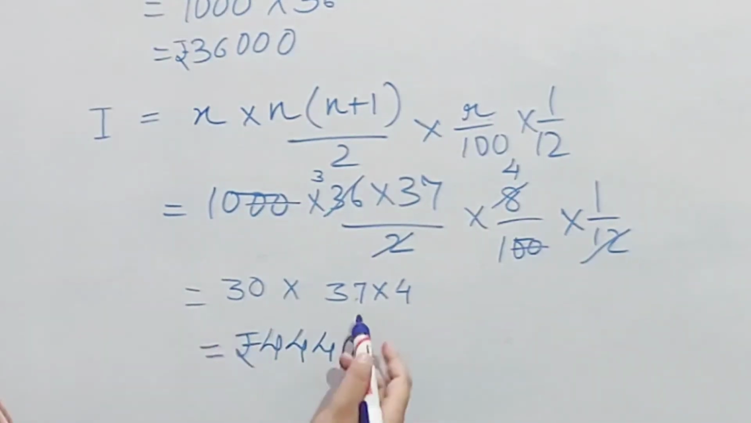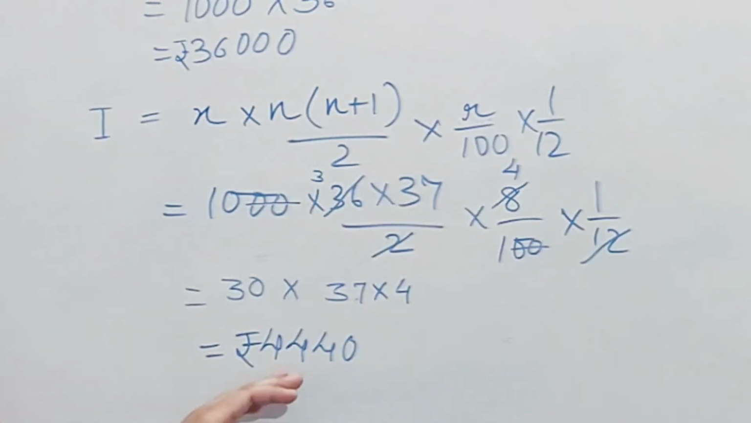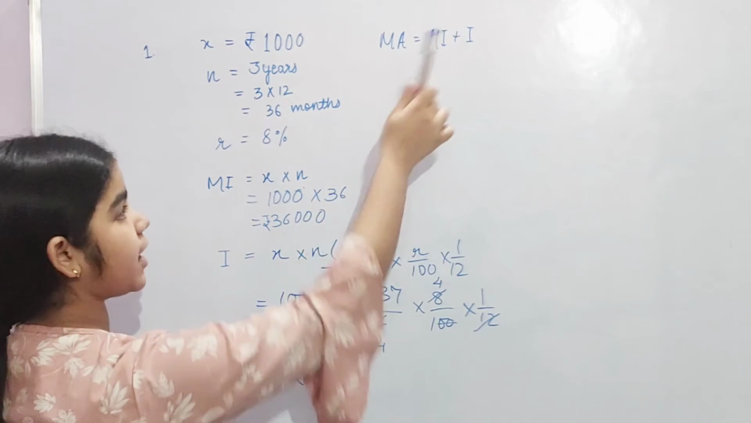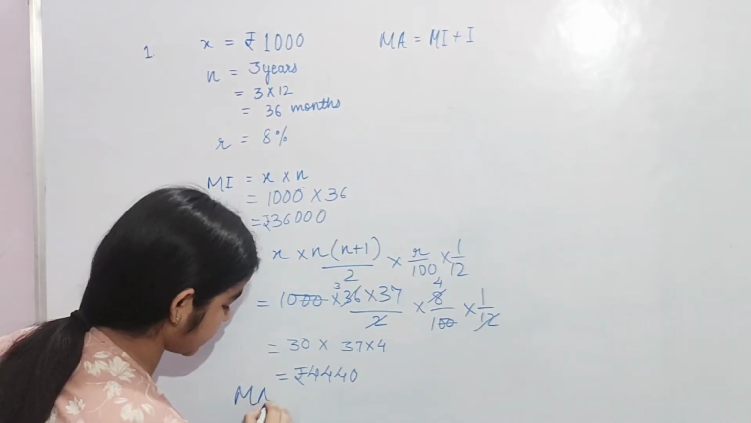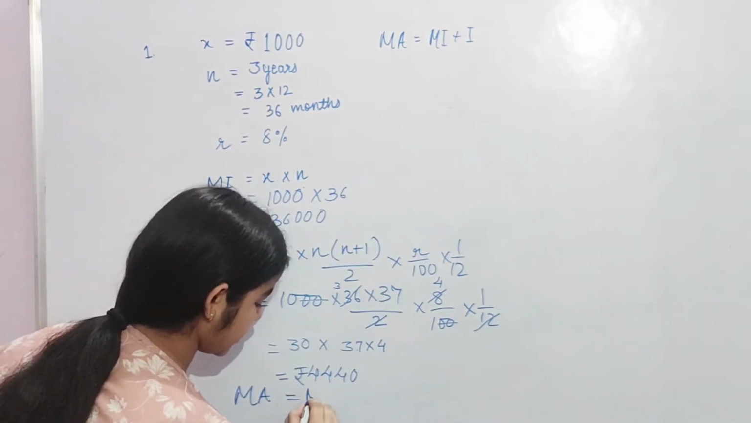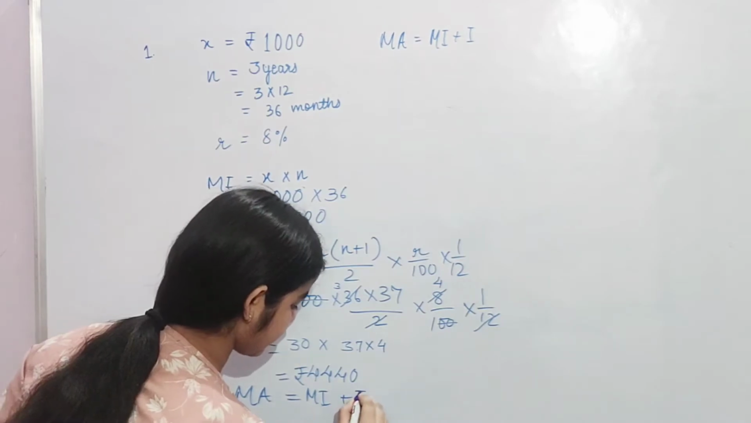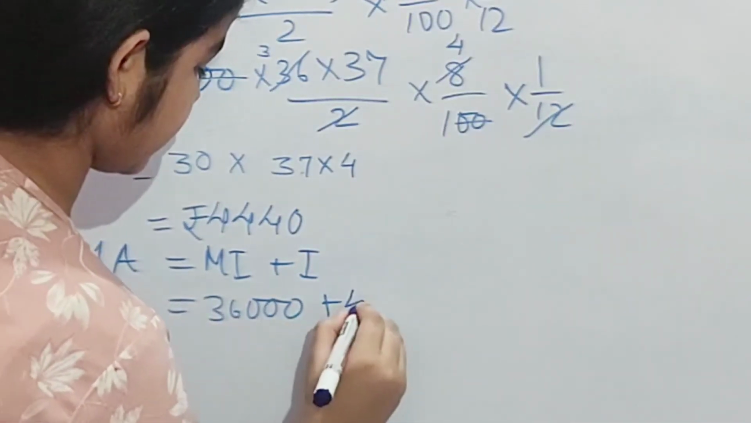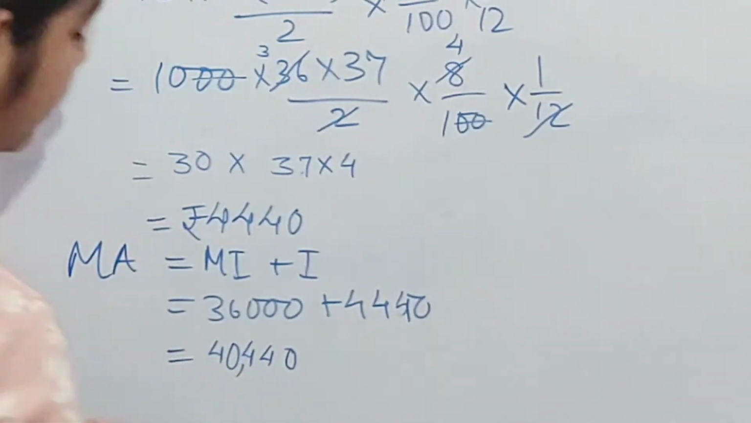So as you multiply, you will find out the value of interest to be 4,440 rupees, and the maturity amount is monthly installment plus interest. And you find out it to be 40,440 rupees. Let us now move on to question number 4.